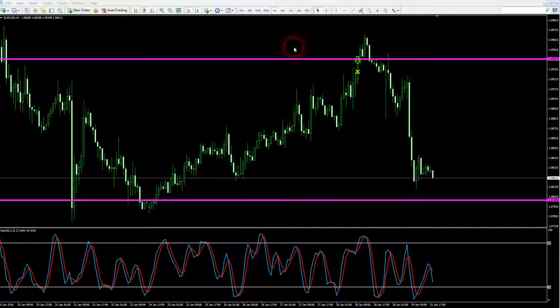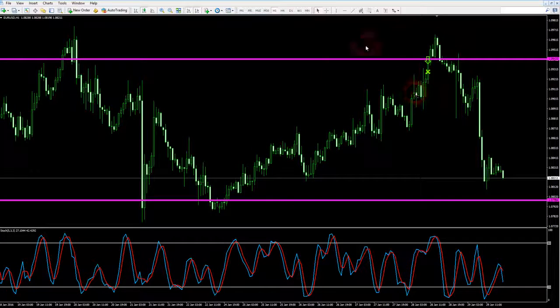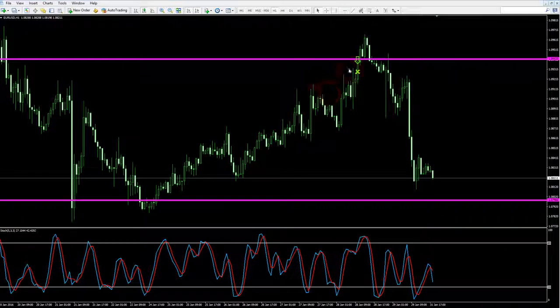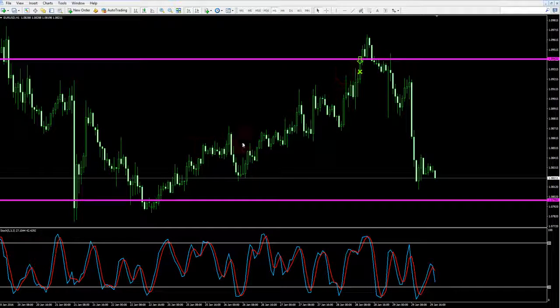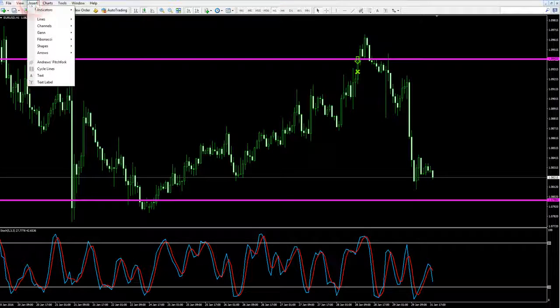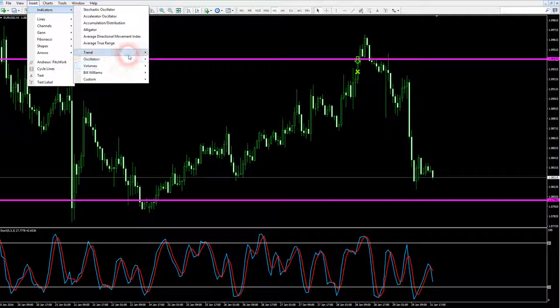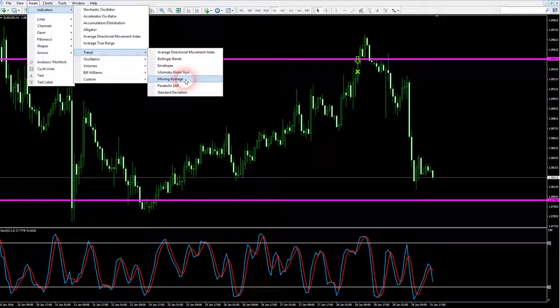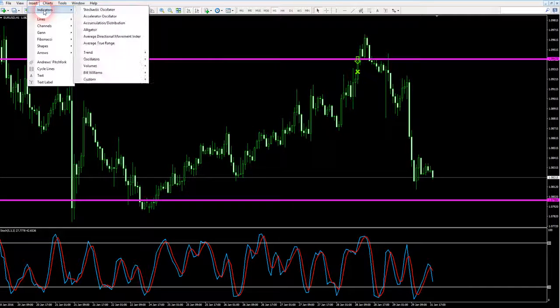Now, as I was saying, you will understand how you can take advantage of whichever trend the price is in. You can take advantage of it and take trades, if you do analyze this correctly. So let's insert an indicator called a moving average. You'll find it under insert.